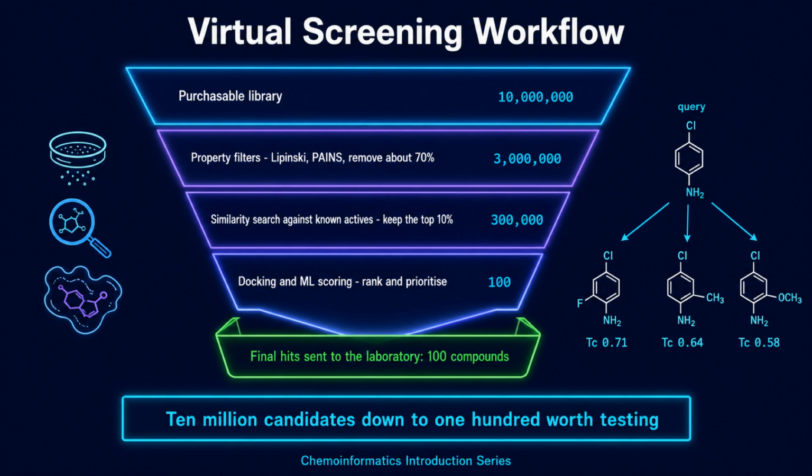Then we score the remaining compounds using docking or machine learning models, prioritizing the most promising hits. The result: from 10 million compounds, we identify perhaps 100 high-quality hits for experimental testing. This funnel approach makes drug discovery tractable by focusing expensive experiments on the most promising candidates.